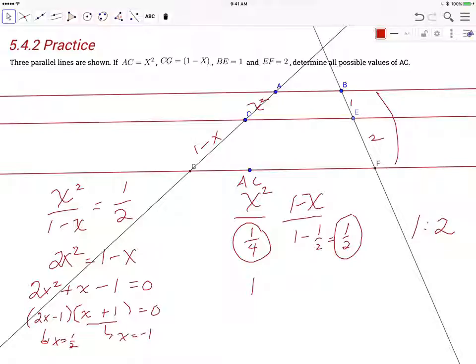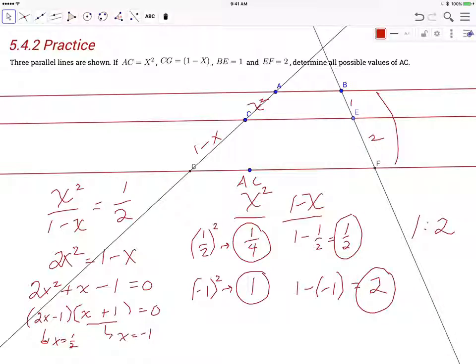And if x is negative 1, we have negative 1 squared, right? This is 1/2 squared, right? That's where we got all these from. And then 1 minus x would be 1 minus minus 1, better known as 2. Of course, if that's the solution, those are certainly 1 to 2 because it matches the original. So, bottom line answer for AC, your options are either 1/4 or 1.